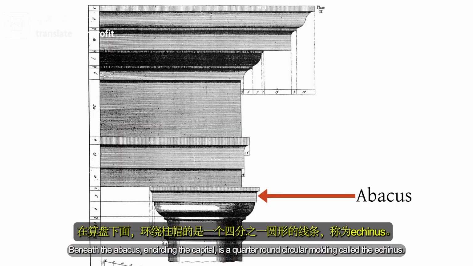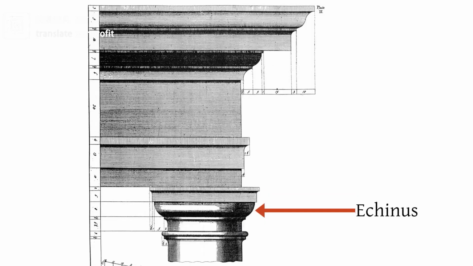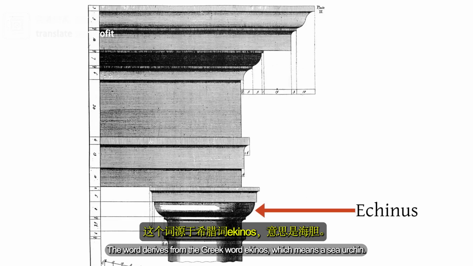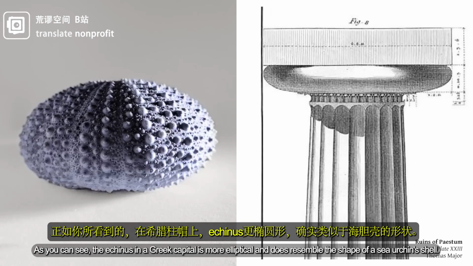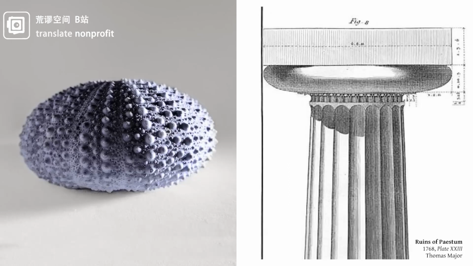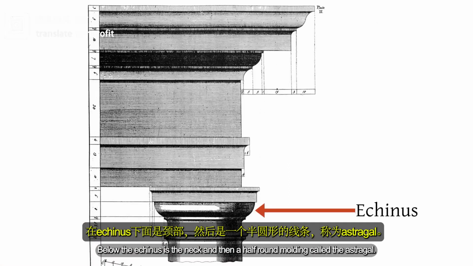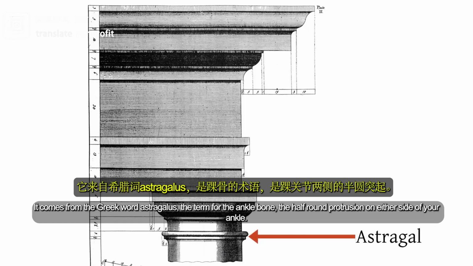Beneath the abacus encircling the capital is a quarter-round circular molding called the echinus. The word derives from the Greek word echinos, which means a sea urchin. As you can see, the echinus in a Greek capital is more elliptical and does resemble the shape of a sea urchin's shell. Below the echinus is the neck, and then a half-round molding called the astragal. It comes from the Greek word astragallos, the term for the ankle bone, the half-round protrusion on either side of your ankle.